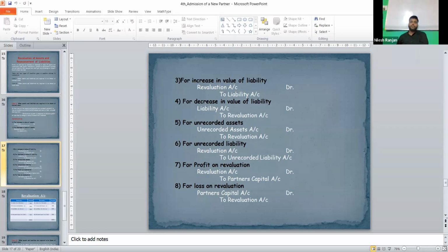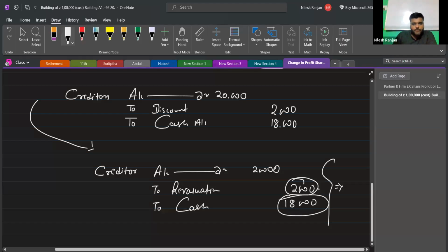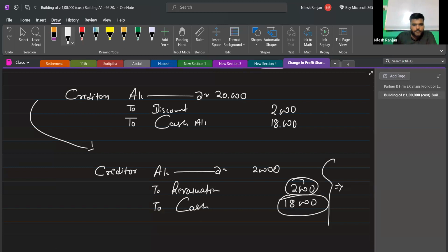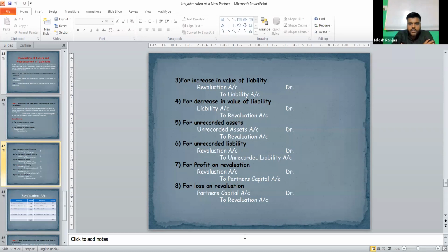Good. So that covers unrecorded liability and unrecorded assets. Now, after writing these entries, we have to calculate the profit or loss on revaluation. This profit will be transferred to partners capital in the old profit sharing ratio. If there is profit, then the entry will be revaluation account debit to partners capital account. And if there is loss, then partners capital account debit to revaluation account. Is this clear? Yes, sir.